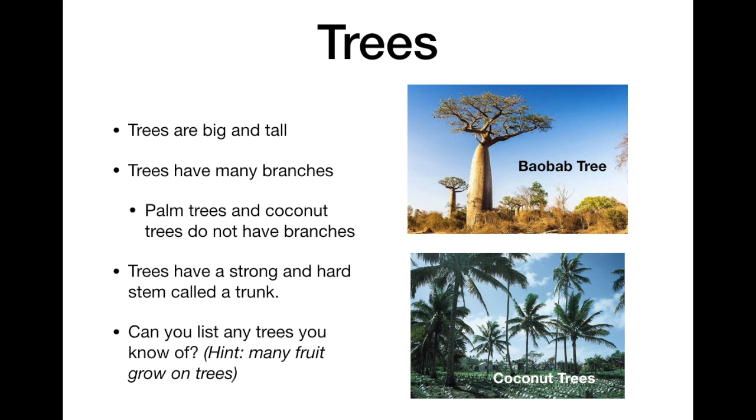Alright, so trees. Trees are big and tall. Trees have many branches. You can see that from our baobab tree on the right. And then also, palm trees and coconut trees do not have branches. They have what are called palms. So as you can see, our coconut tree in the bottom right there looks like it has branches, but those are palms. They're slightly different. They're usually not made out of wood, which branches are. Trees have a strong and hard stem called a trunk.